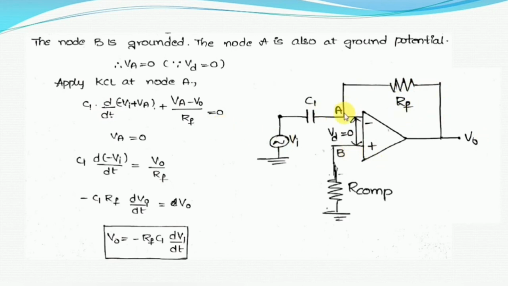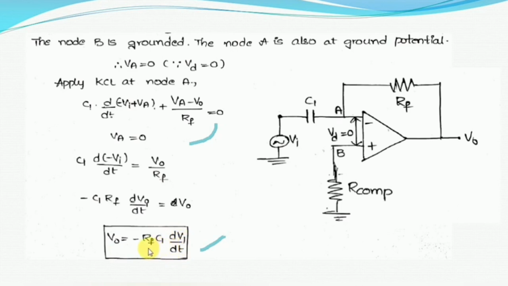Since VA is 0, we can substitute this in this equation. Then we'll get finally equation as C1 into d by dt of minus VI, which is equal to V naught by RF. If you simplify this equation, finally the output voltage V naught we can obtain as minus RF into C1 into d by dt of input signal. So finally in this output voltage expression, we are obtaining a differentiation of input signal.